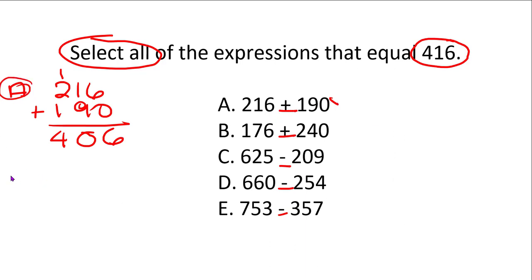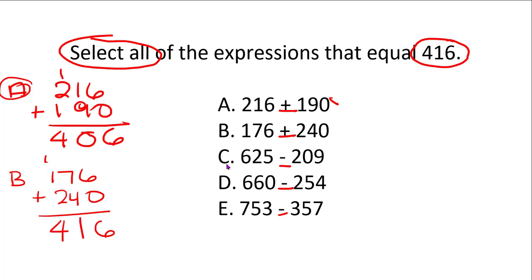So let's try B. B states 176 plus 240. 6 plus 0 is 6. 7 plus 4, it's 11. And 2 plus 1 plus 1, that's 4. So that's 416. The sum is correct here for B. It does work out to be 416. Let's try C at the bottom here.